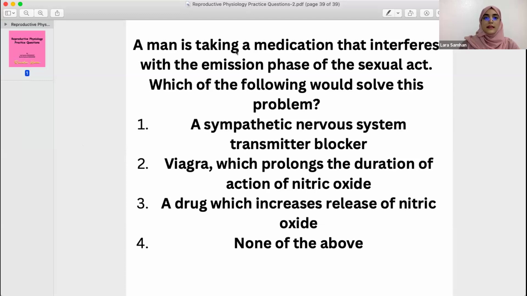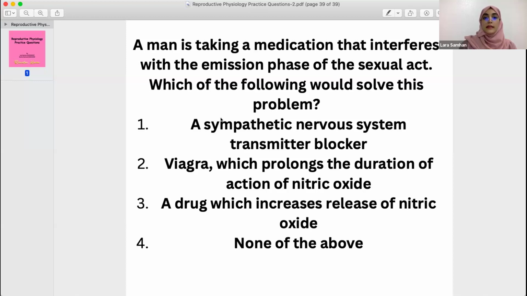Right, so the question says a man is taking a medication that interferes with the emission phase of the sexual act. Which of the following would solve this problem? As we know, during the sexual act, we want the male gonads to have vasodilation and to be relaxed. This can be aided by the parasympathetic system. It helps in the vasodilation of the vessels and the relaxation of the muscles, and this will help all the way in the ejaculation and to have a correct sexual act.